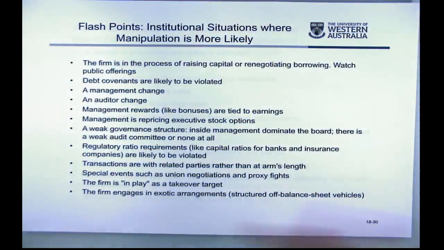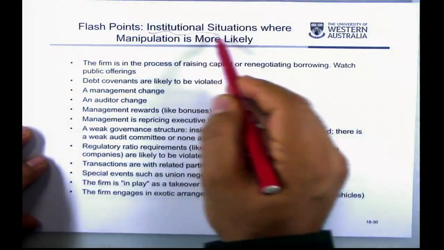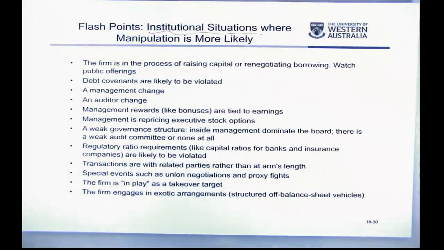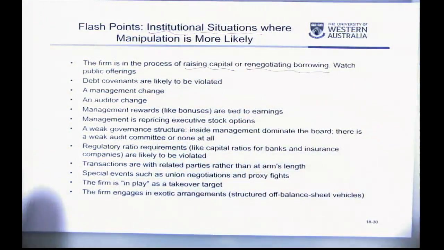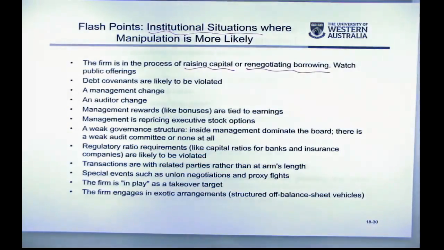In addition to these accounting areas, there are also institutional situations where manipulation is more likely. For example, when the firm is in the process of raising capital or negotiating borrowing. In this case, the firm may try to manipulate the reports in order to raise capital on competitive terms. Okay?